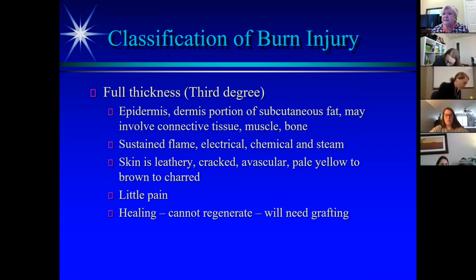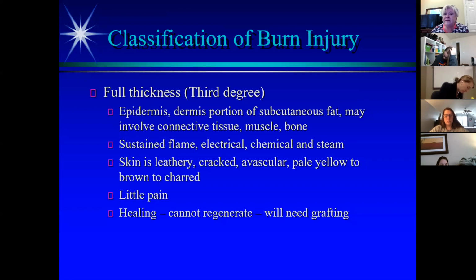And when it is sustained, it burns the nerves. It burns the blood vessels. And so there's usually basically no pain to this tissue because there's no nerve endings there. It's charred, it's leathery, so it will look sort of yellow charred or brown charred or black charred. And typically it is because it's avascular. There's no blood vessels going to it.